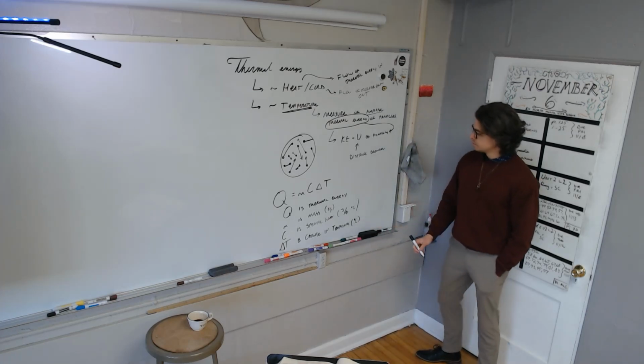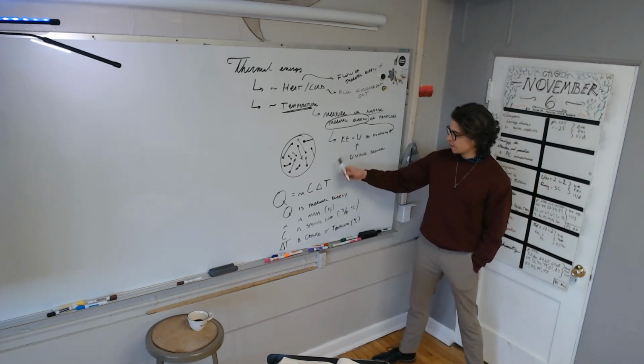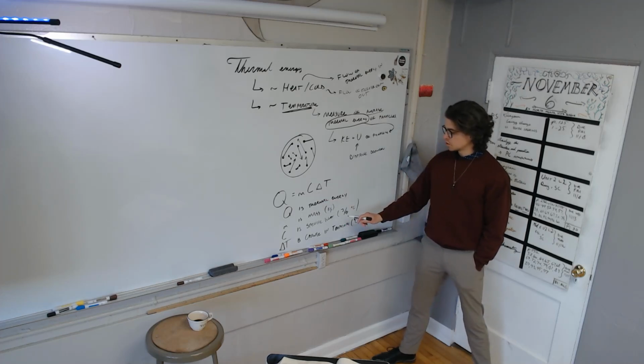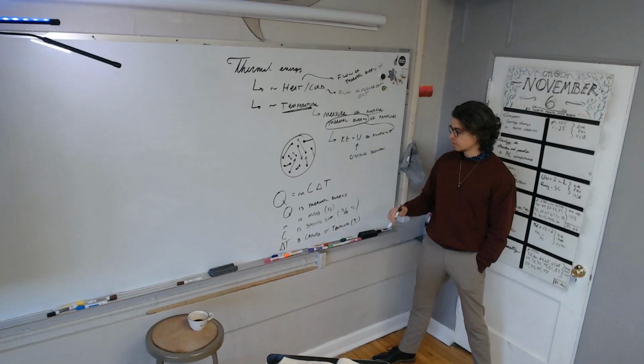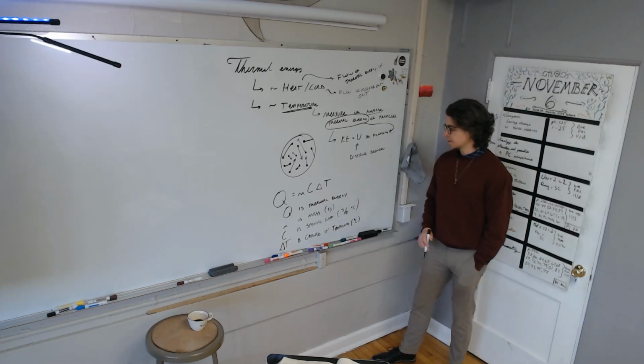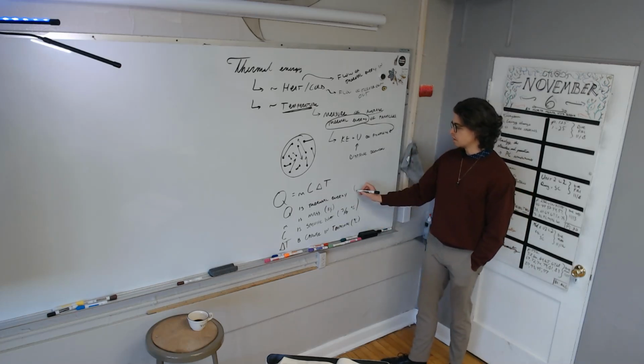So if we have, looking at this, a change in temperature in degrees Celsius, specific heat measured in joules per kilogram degree Celsius, and mass measured in kilograms, what do you think we're going to end up with for our unit for thermal energy?